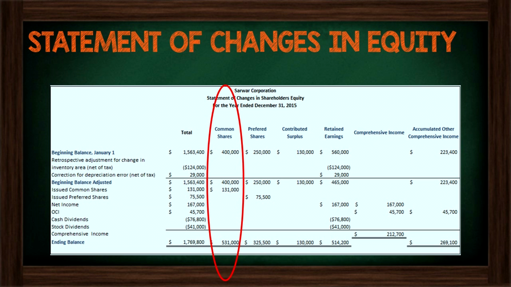Very easy, common shares, because only one thing happened during the year, and that's what you're going to see throughout this course. Only one thing happens to common shares, and that is issuing more.